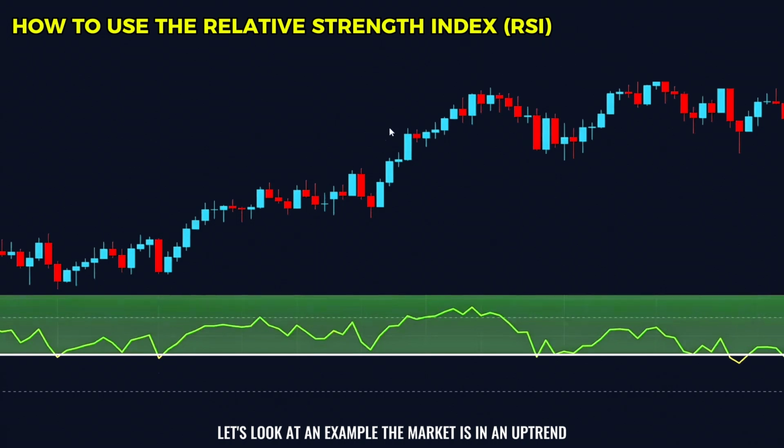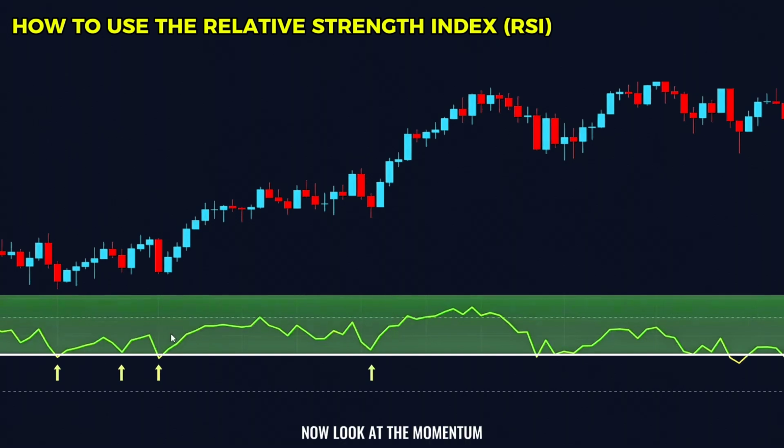The market is in an uptrend. Focus on this point. This is a low. Notice that this low is higher than the previous one. In other words, the price makes a higher low. Whenever the price makes a higher low, we expect the uptrend to continue.